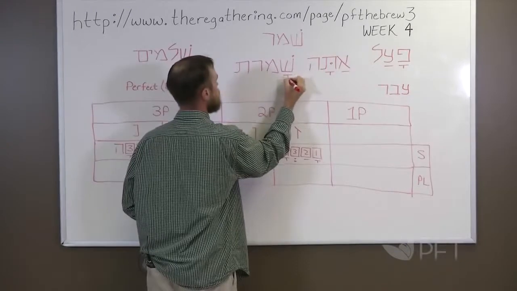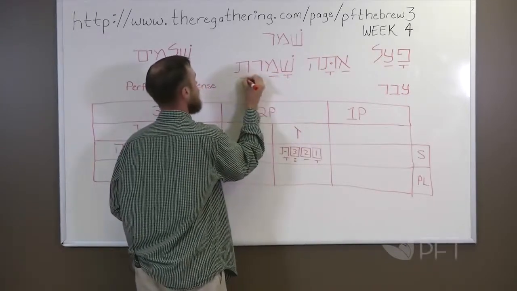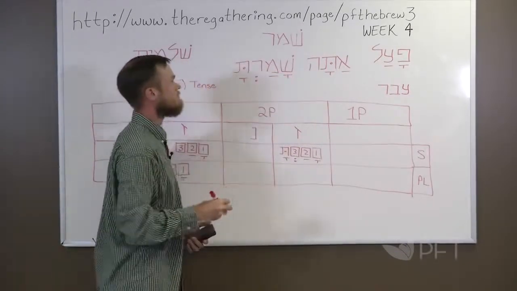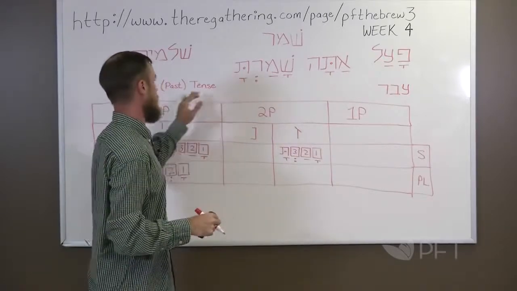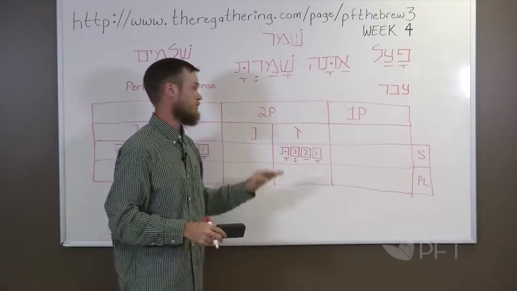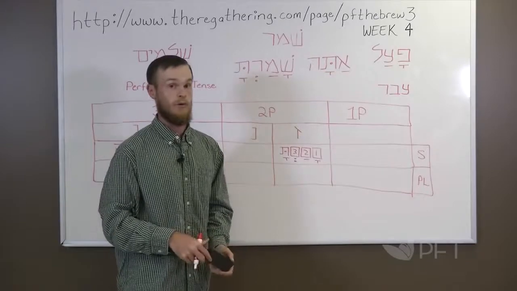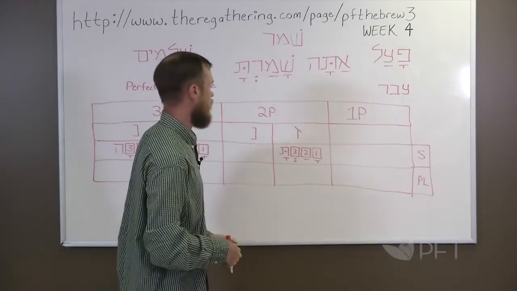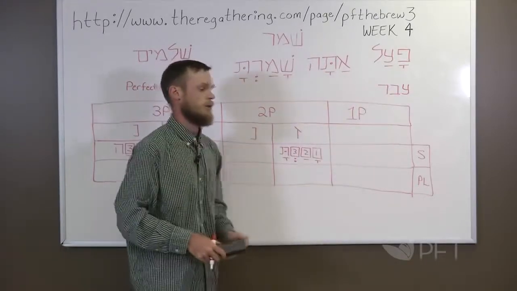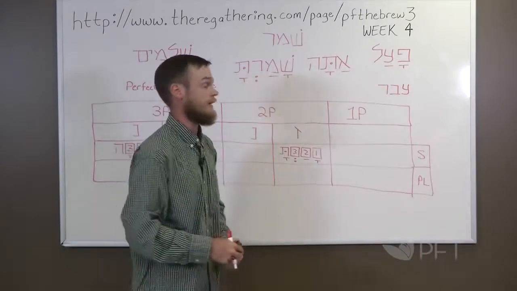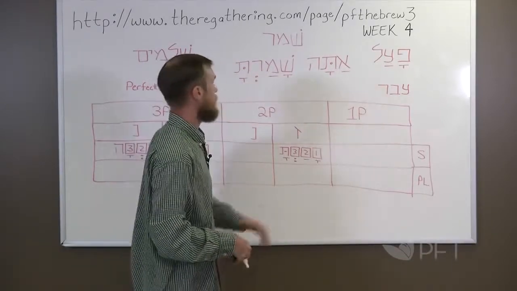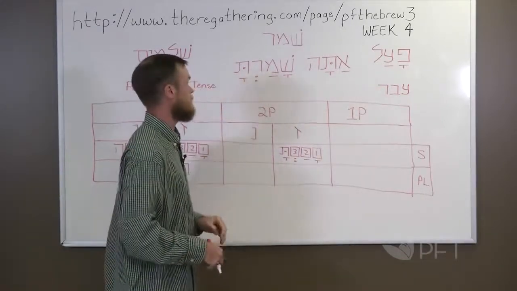That means you kept. Again, it's kept because this is the past tense that we're conjugating. There's a whole other chart like this for the future tense, which is on your notes. It's directly below this one, and we'll go over that more in detail in the next class. But ata shamarta, you kept.